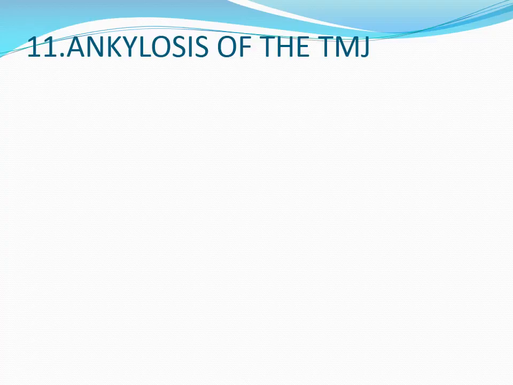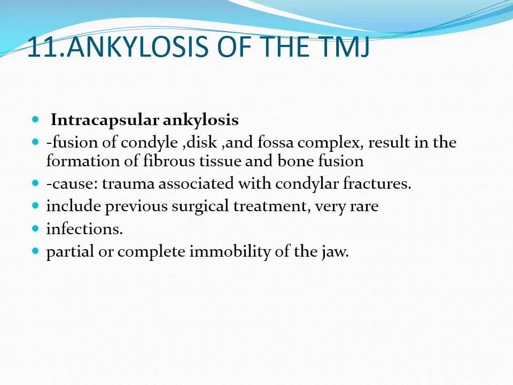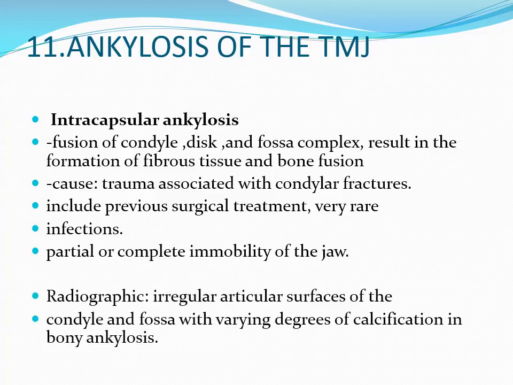Ankylosis of the TMJ: we have intracapsular and extracapsular. This is a result of fusion of the condyle, the disc and the fossa. It could also be classified as fibrous or bony ankylosis. Causes are usually trauma with condylar fracture. There could be partial or complete immobility of the jaw. Radiographic findings show an irregular articular surface of the condyle and fossa, with varying degrees of calcification.